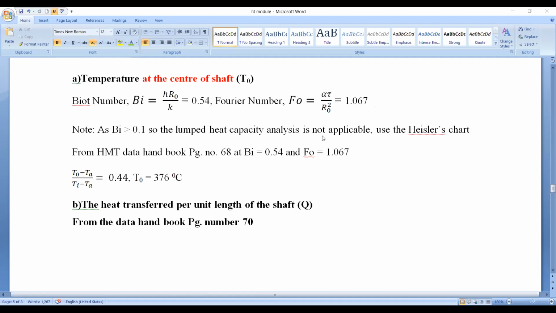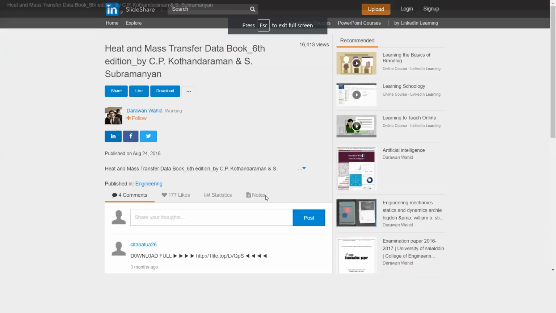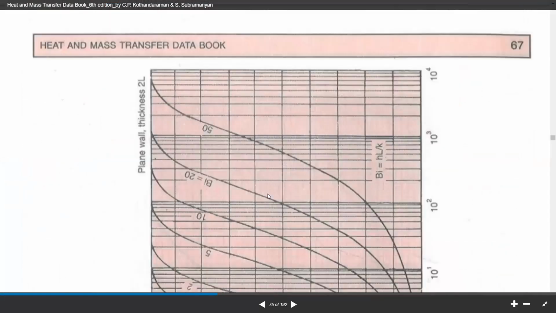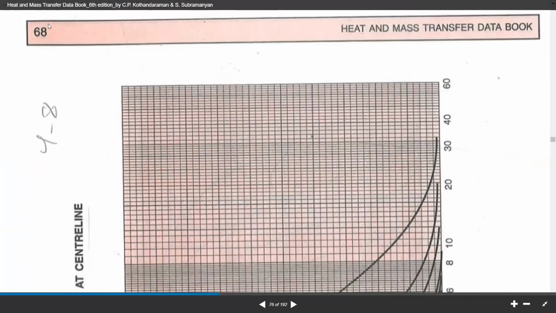Now from the data handbook, we have to get the temperature ratio. Just refer to page number 68 of the data handbook. Let me share the screen. So this is the data handbook, and here is page number 68.